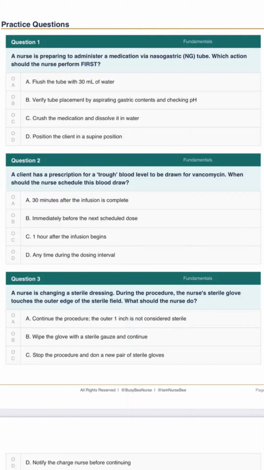And then we have D. And D is notify the charge nurse before continuing. Now, in this case, what would you guys say the answer is if you had to guess?